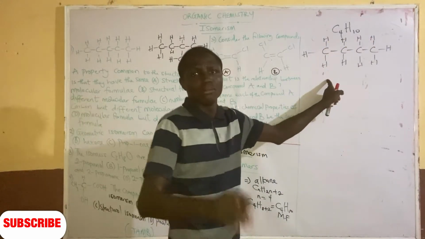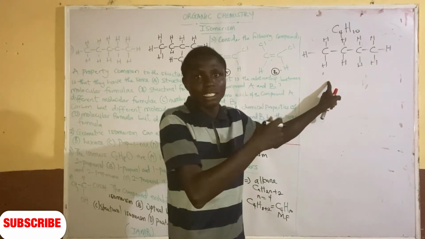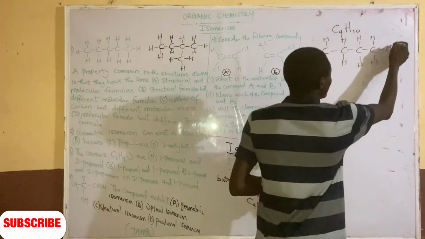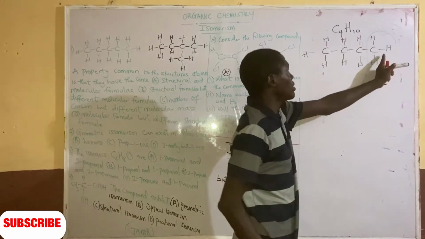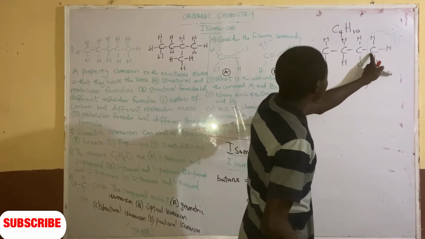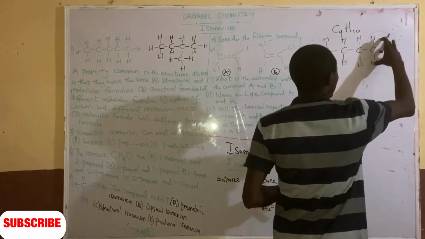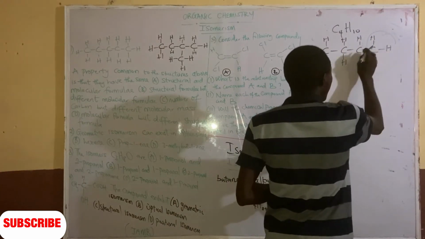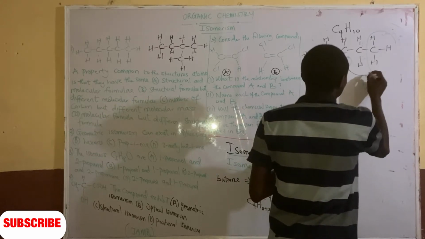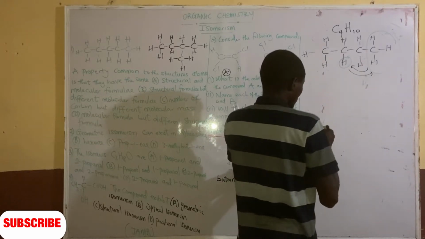But this butane can be written in another form, in another structure. Butane can be rewritten in another structure by breaking off this methyl group and replacing it with this H. We are substituting this one for this, and this one is coming here.